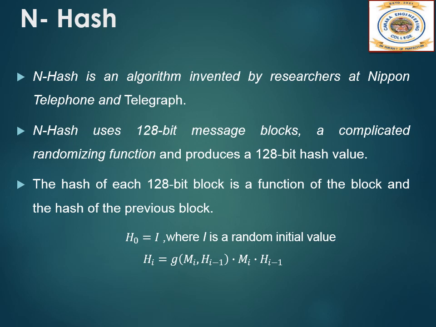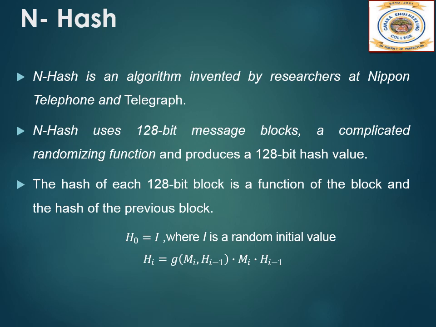H0 is equal to I, where I is a random initial value, and Hi is g of Mi, Hi-1, a function g of Mi and Hi-1. Mi is a message block and Hi-1 is the hash of the previous block. The hash of the entire message is the hash of the last message block.